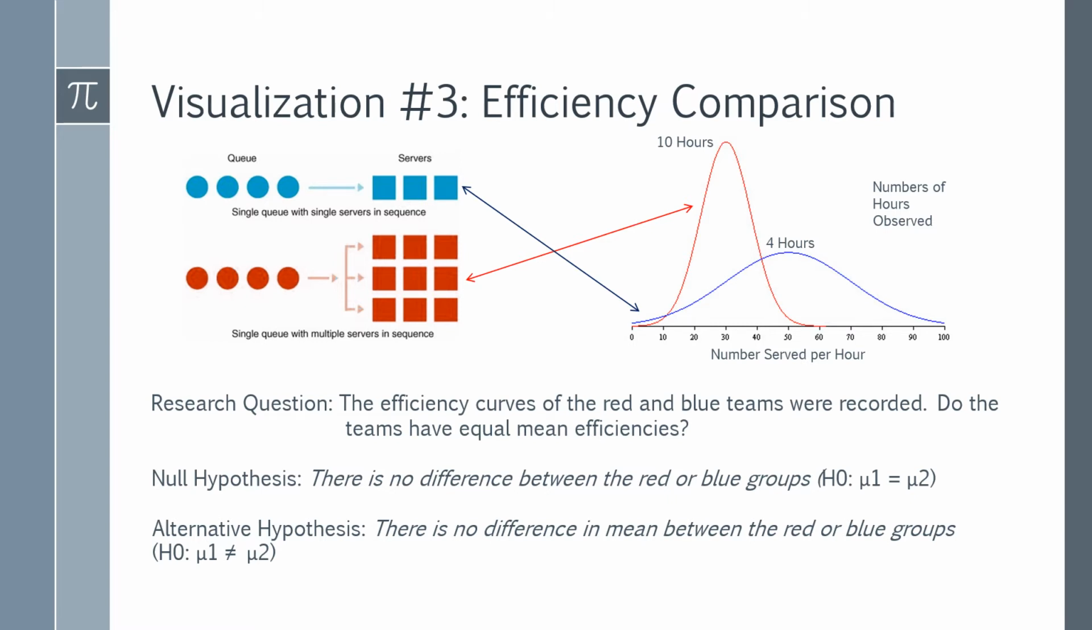And the null hypothesis here is that there is no difference between the red and blue groups. And the alternative hypothesis is that there is a difference in mean between the red and the blue groups. And in this case, you can reject the null hypothesis, as you can see clearly that the red and the blue groups are totally different.